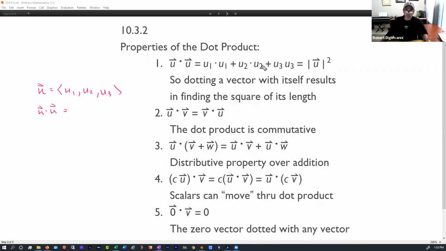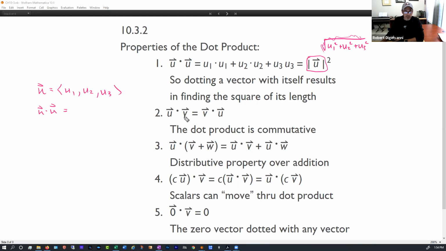Why is that the magnitude squared? What would be the magnitude of the vector u? Wouldn't that just be the square root of u1 squared plus u2 squared plus u3 squared? Isn't that what the magnitude of u is? And if I square that, the square root goes away. So you have u1 squared plus u2 squared plus u3 squared, which is exactly what dotting the vector with itself is. So this is a property of the dot product. A vector dotted with itself is always equal to the square of the length of the vector.